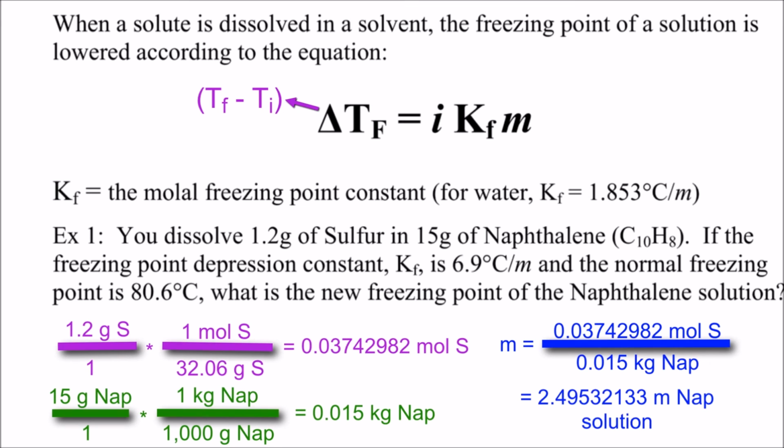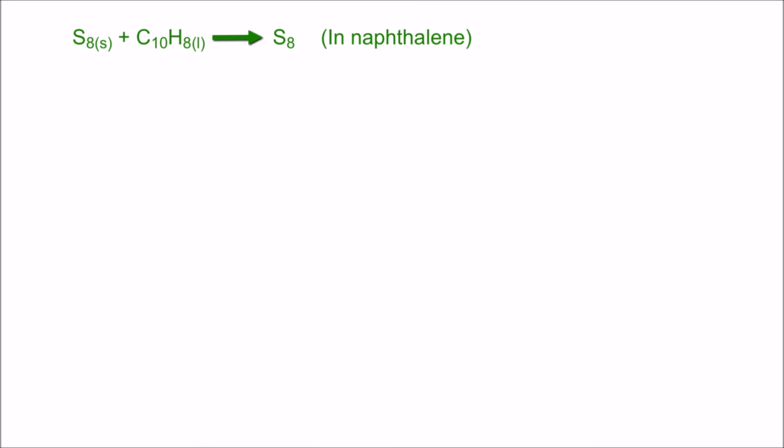Alright, so here is the molality of the naphthalene solution. We've got moles of solute, kilograms of solvent, we've plugged into our equation, and here we have our molality. Now we need to figure out what the Van't Hoff factor is. Okay, so when we write the equation for the dissociation of sulfur in naphthalene, we see that it doesn't dissociate. Sulfur is a pure substance, okay? It's an element. So that means that we're just going to get 1 mole of particles. That means that we have a Van't Hoff factor of 1.